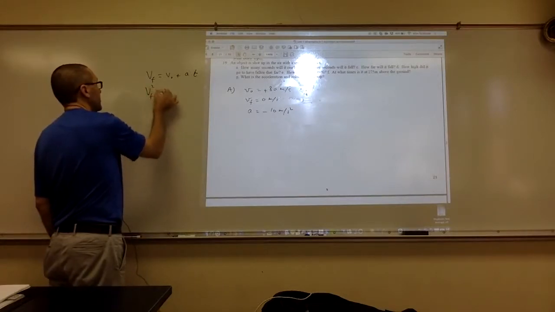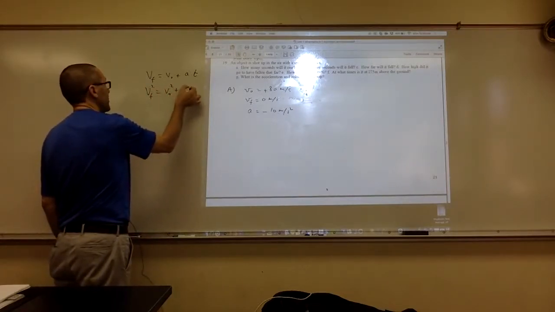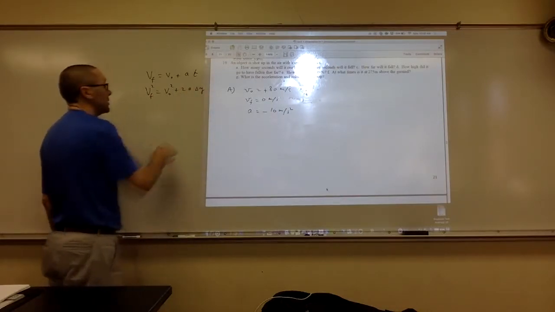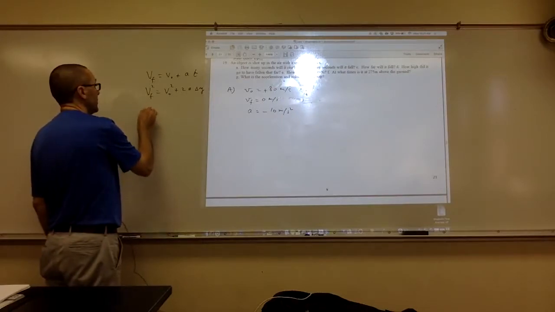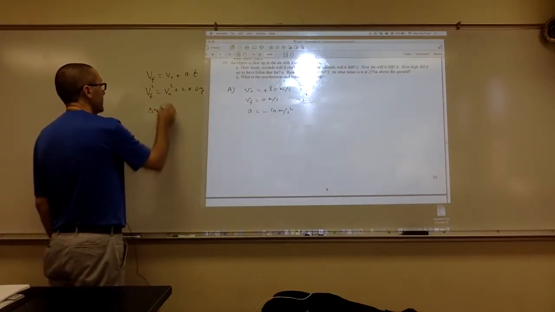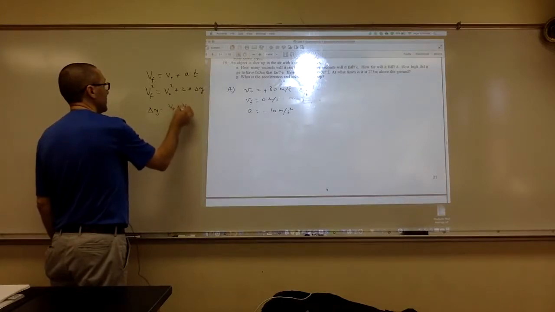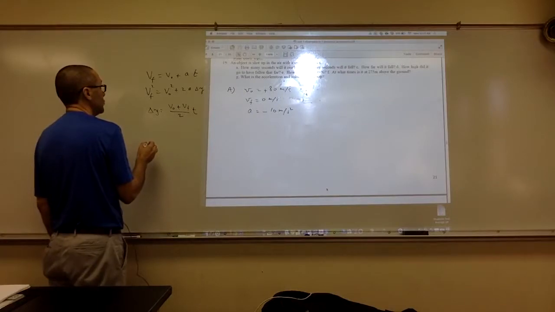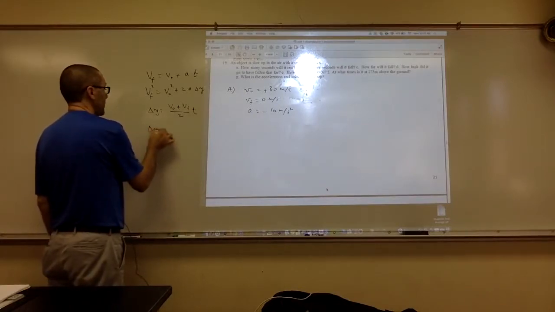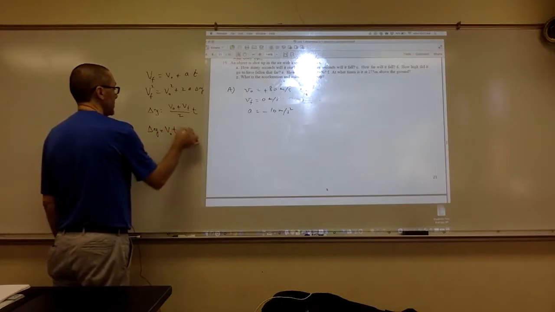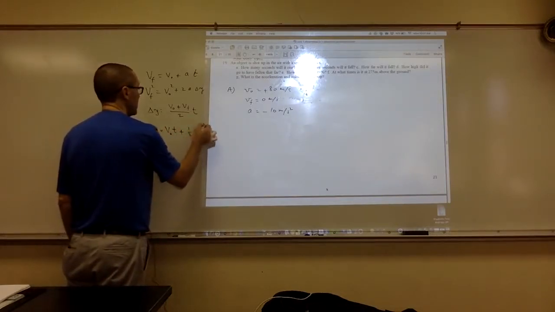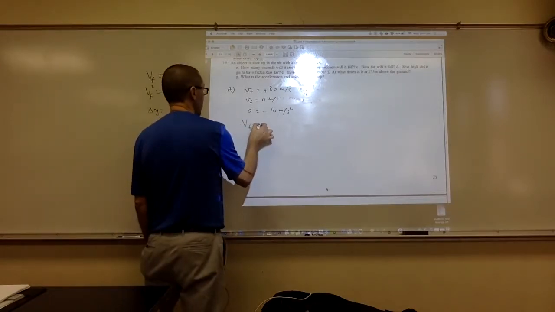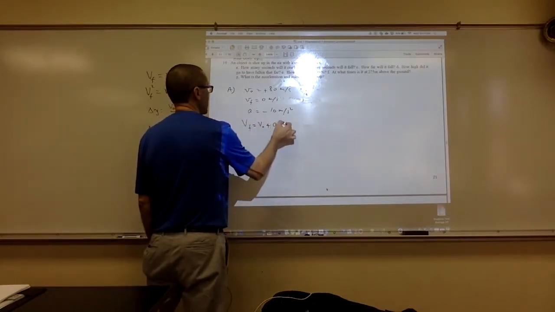Vf squared is V initial squared plus 2a, which is basically negative 10, delta x, so I'm going to call it delta y since it's in the y direction. Delta y is Vo plus Vf over 2 times t. And the last one is delta y is Vot plus half times negative 10 t squared. So for this one, I think I'm just going to use Vf equals Vo plus at.